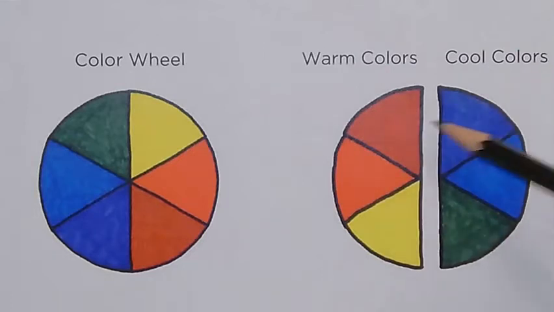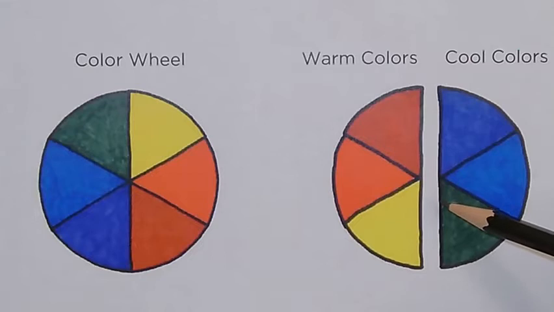Now, this is going to be important because one of our objectives today is to be able to tell the difference and identify the warm colors and the cool colors. That's also going to be important when it comes to our project at the end of our lesson today.